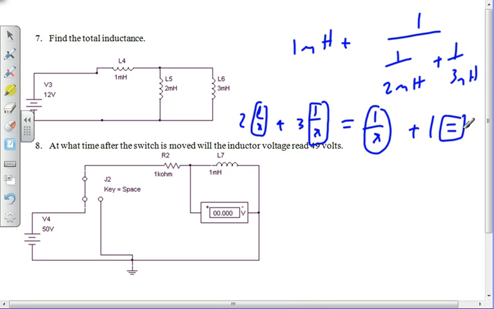And then my answer has to be in millihenry, so if I don't put in any millihenries anywhere, I'm going to end up with millihenries when I get done. 2, 1 over x, plus 3, 1 over x, equals 1 over x, plus 1 equals 2.2 millihenry.